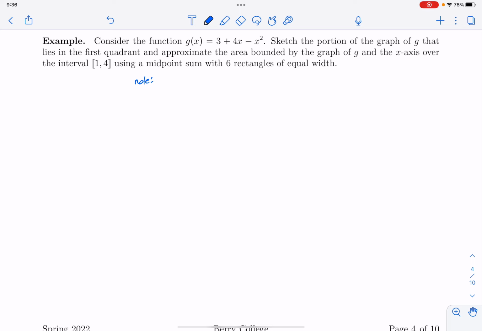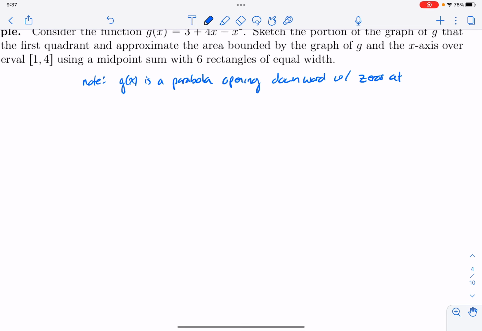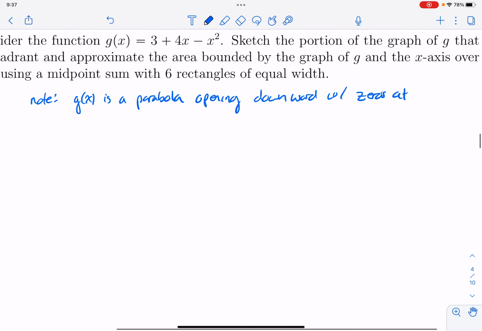Note, g of x is a parabola opening downward with zeros at, well, let's go ahead and solve for those. The zeros occur where the function is equal to 0. That's the same as negative x squared plus 4x plus 3 equals 0. If you look at this for a couple of seconds, you might realize this is not going to factor super well. So as a result, we need to use the quadratic formula.